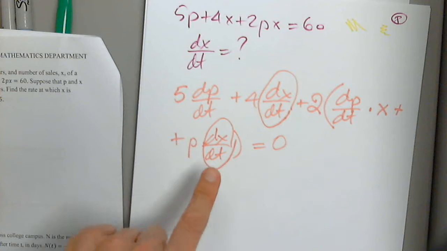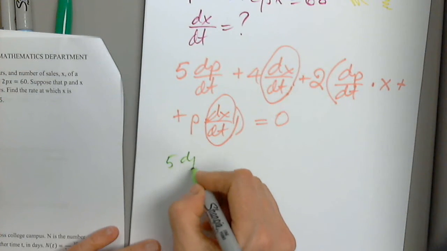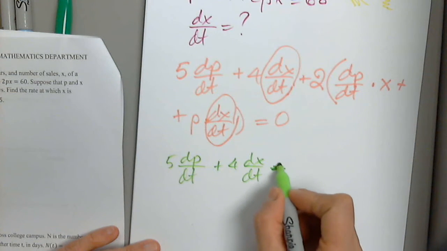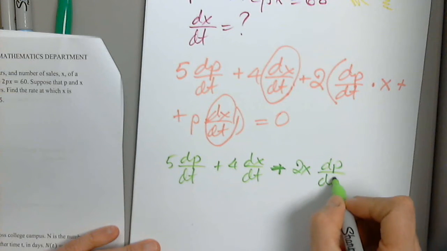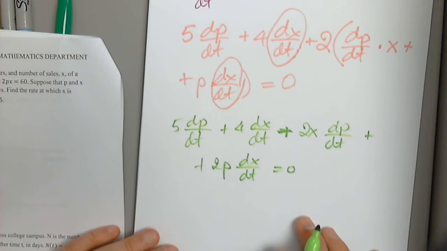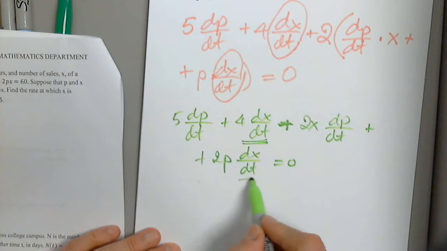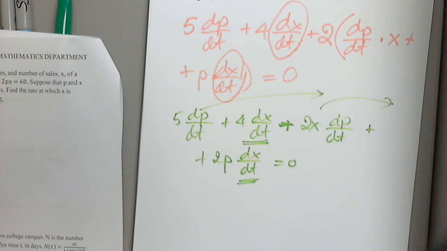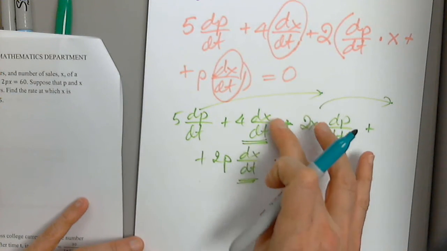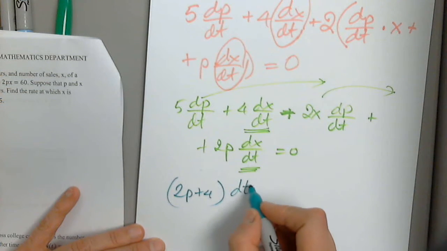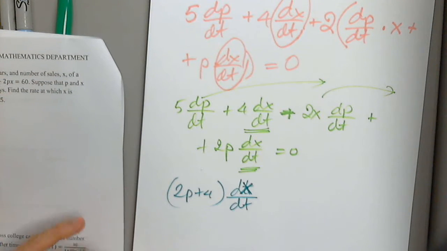But first I have to distribute the 2. So it's 5 dp over dt plus 4 dx over dt, plus 2x dp over dt plus 2p dx over dt equals 0. Again, we are after this. So this term has to go. From these two terms, I cannot combine them. So I have 2p plus 4, I factor out the dx over dt.